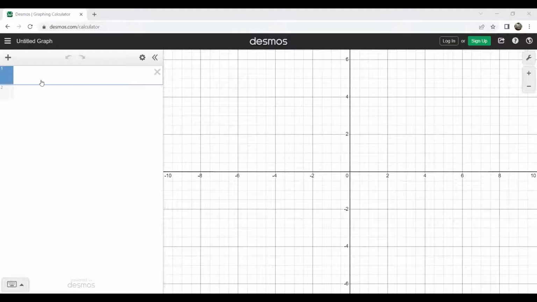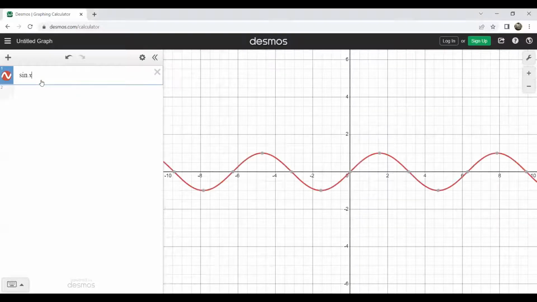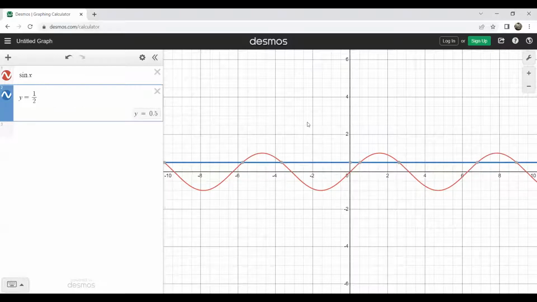Okay, let us grab the sine function, x, and then graph y equals 1/2, or a half. Okay, take a look at the graph, everybody. What do we see here? We see that this is our sine function. There is no doubt there. This red graph is the sine graph. This blue flat line is y equals a half. We're looking for the points of intersection between the sine function and this horizontal line.